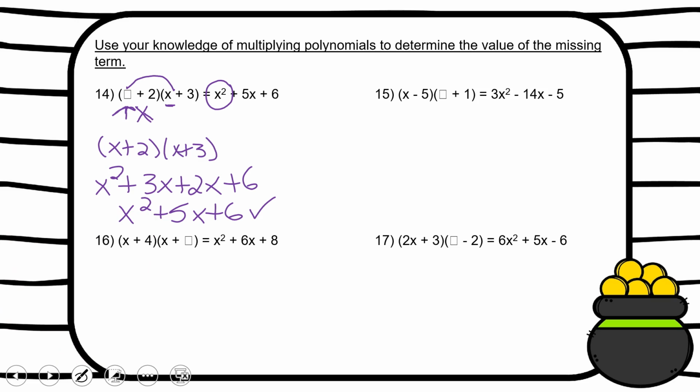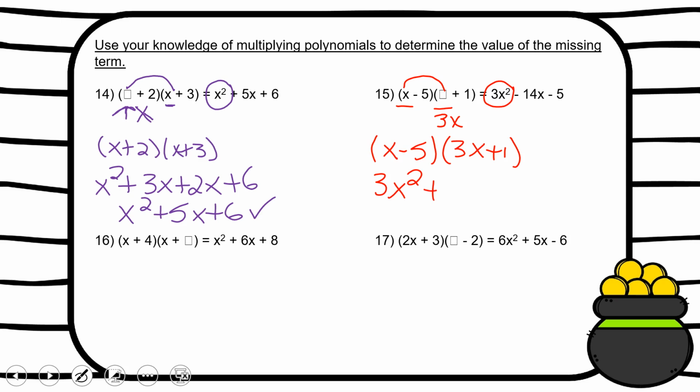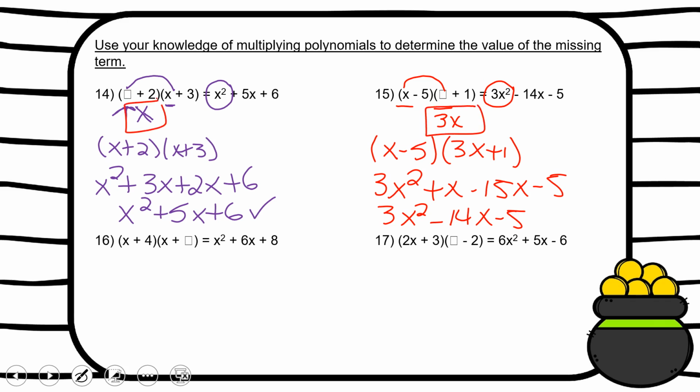Okay, for 15, that's the same idea. I know that whatever I multiply here and here has got to give me this first one. Well, x times what would give me 3x squared? Well, I'm thinking that that's a 3x. Well, let's test it. If I multiply this out, combine your like terms, I do get what I began with. So that helps tell me this is my correct answer.